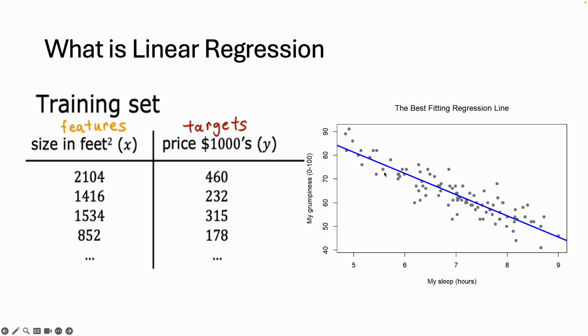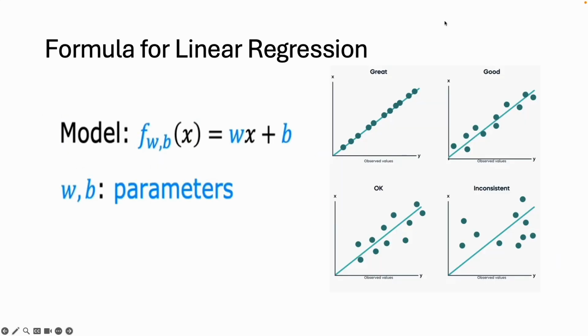So how do you create this line? Well, you're going to start off with some data, a training set, and it'll have features also known as X or targets also known as Y and also sometimes known as the output. Alright, so how does this work? We're given a formula, f_w,b(x) = wx + b, which is very similar to the y = mx + b formula, except that we have w and b as the parameters now. And this w and b optimize our model. It can take it from being inconsistent to great.